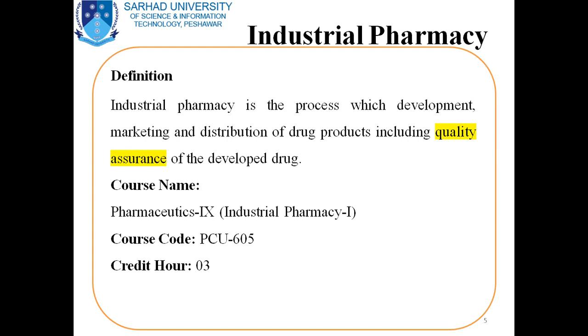A brief introduction of industrial pharmacy. Industrial pharmacy is the process in which we develop, market, and distribute drug products, including the quality assurance of the developed drug. By this definition, we can conclude that industrial pharmacy is the branch where the drug products are developed, and after the development, they are marketed and distributed in the markets.